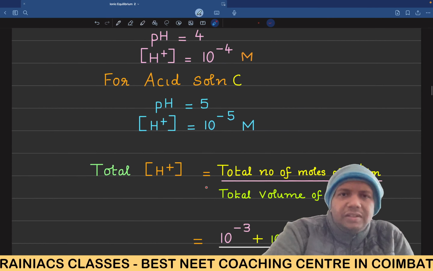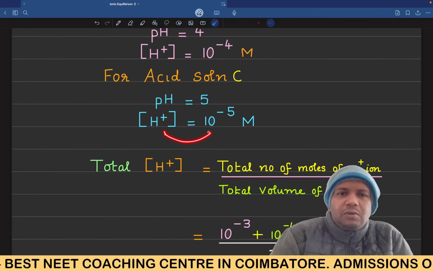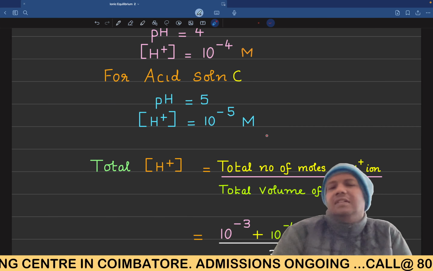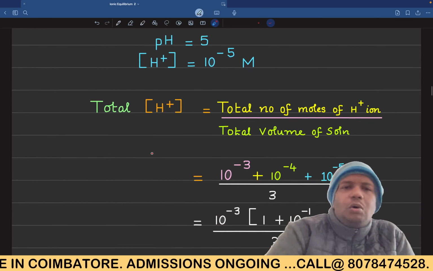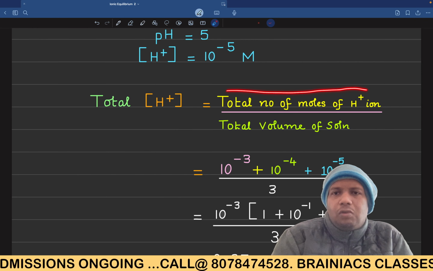Now for acid solution C, you can see the pH is given as 5. So the H plus ion concentration would be how much? 10 power minus 5 molar. So again the same thing. Now calculate the total H plus ion concentration, which is nothing but the total number of moles of H plus ion.